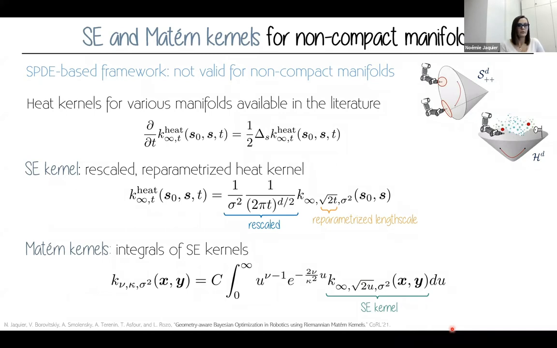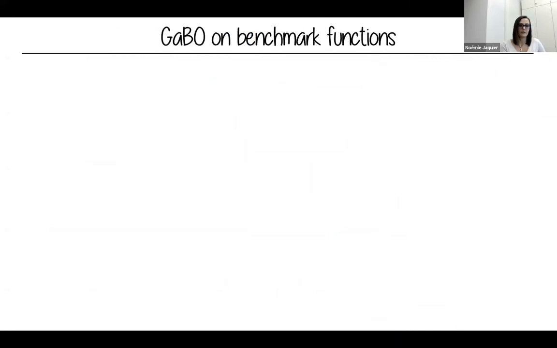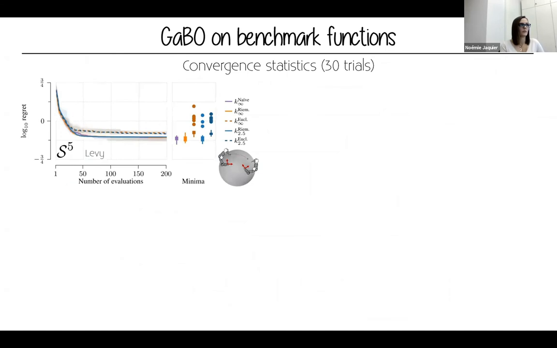So based on those kernels, we now have a completely geometry-aware or Riemannian framework for Bayesian optimization. So now we applied again this GaBO framework with this new formulation of kernels on some benchmark functions. So the first one is the Levy function here on the sphere. So what you see here is again the convergence depending on the number of evaluations, and here is the distribution of the minima after 200 iterations.